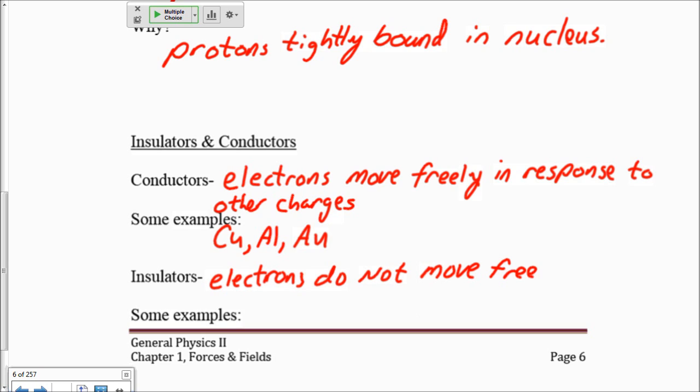We say in response to other charges, but really the way that we're going to think about this is they don't move freely in response to an electric field, which we haven't really defined yet, but it's a lot like the gravitational field, except due to electric charges instead of masses. So we'll get into that later in this chapter, what is an electric field.